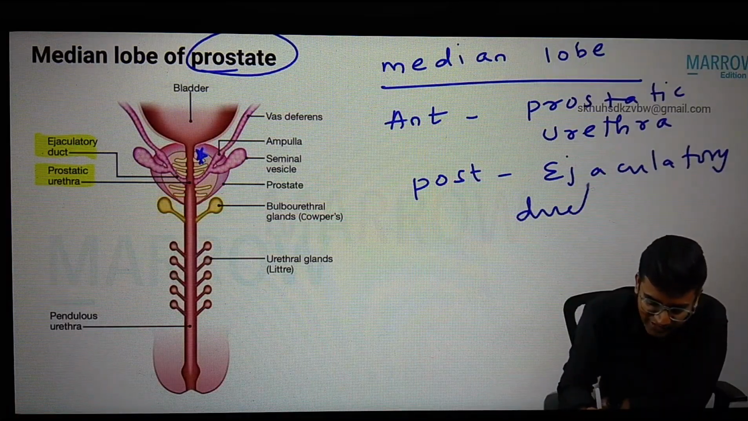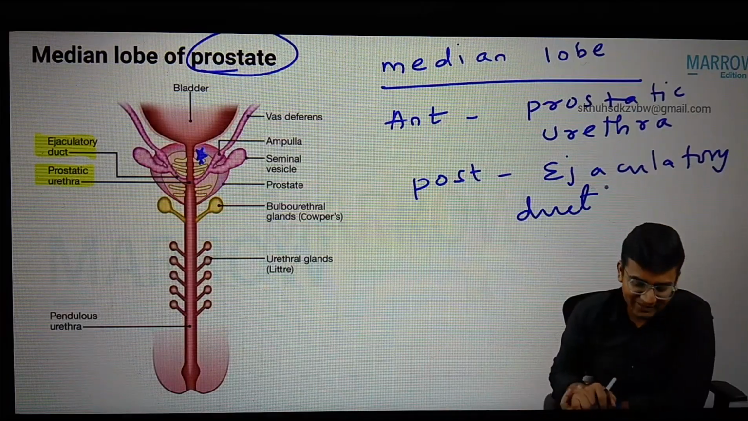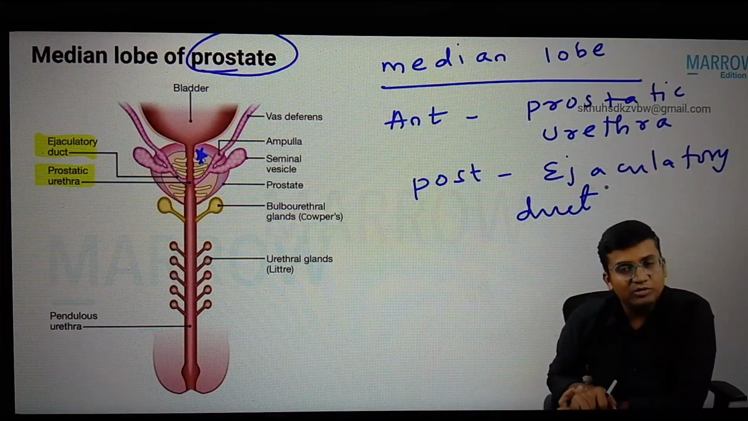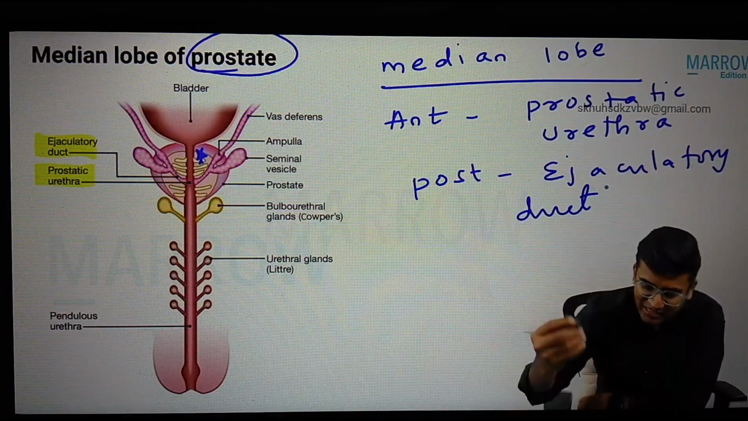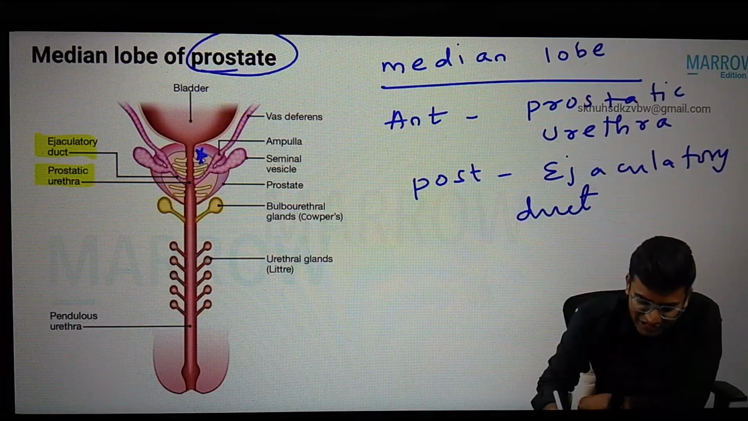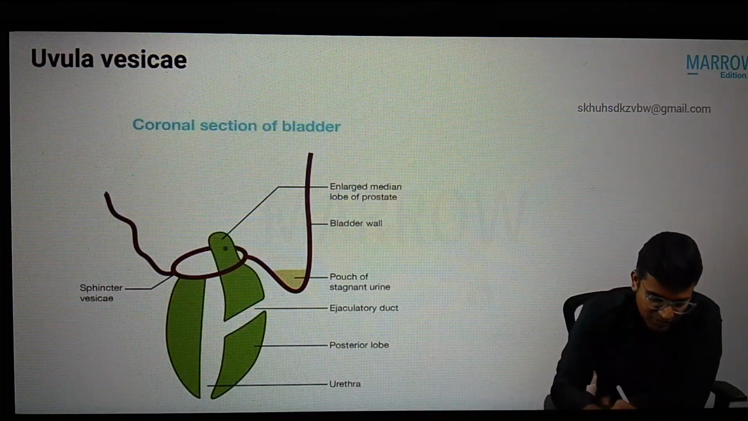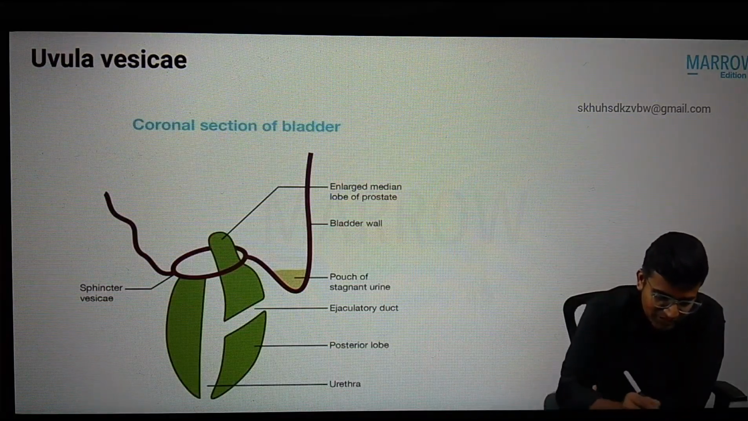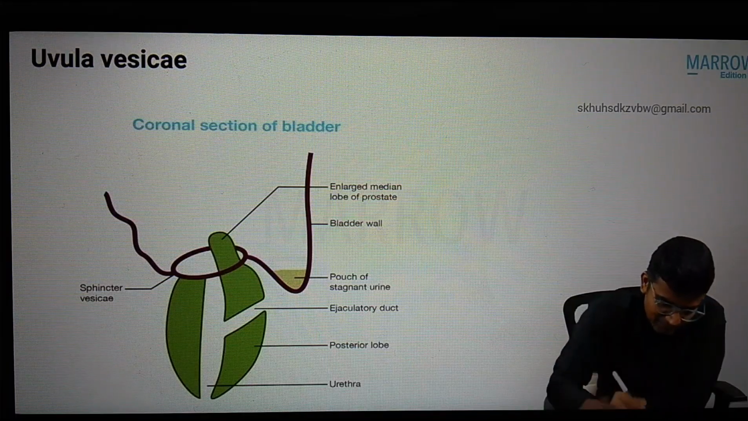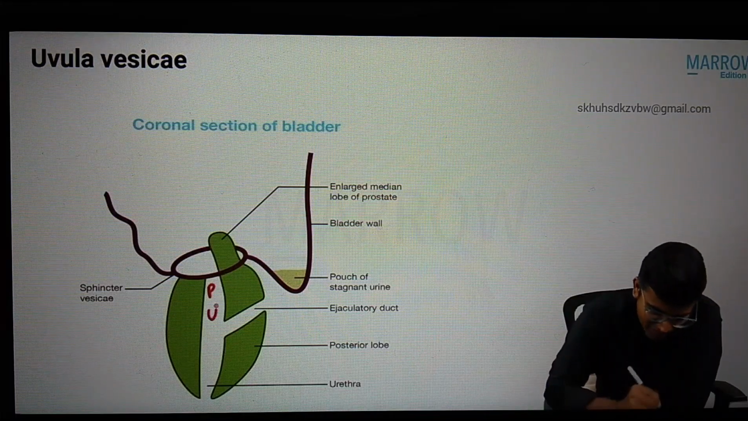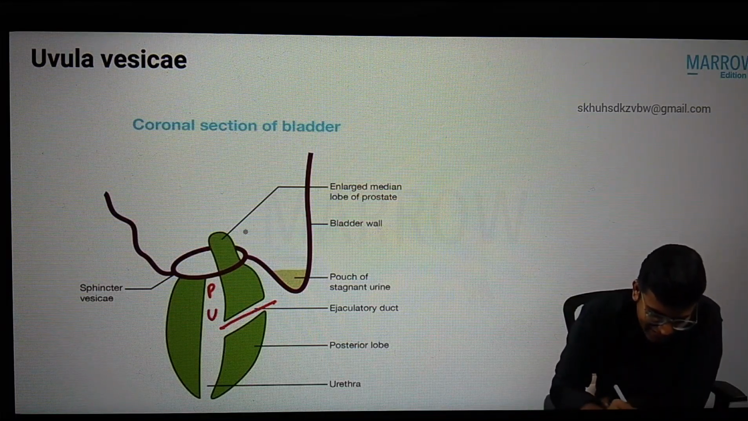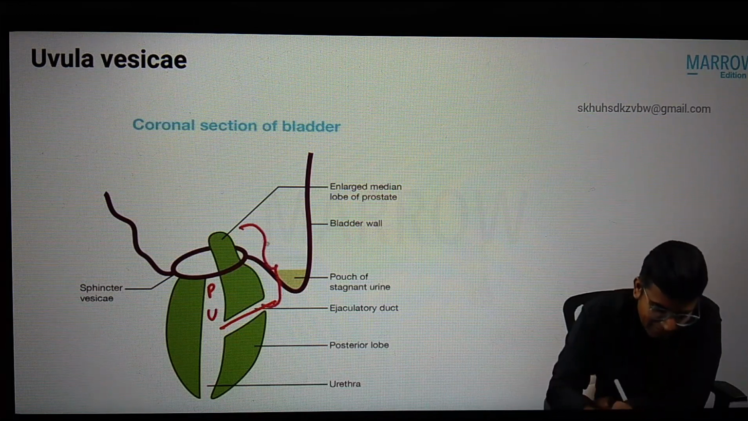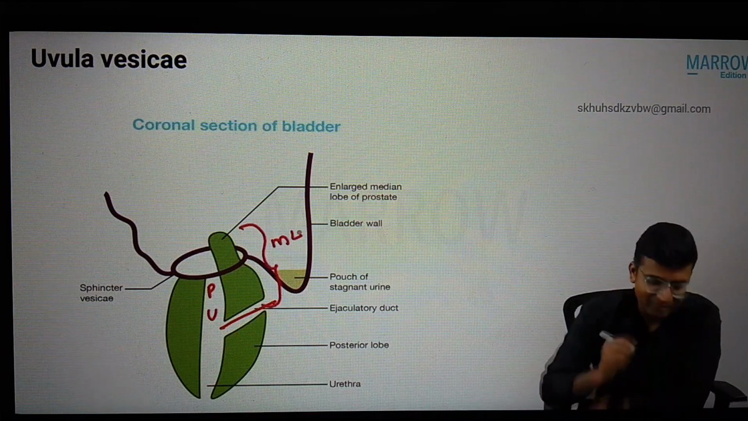Posteriorly, the ejaculatory duct. Okay. So this is a median lobe. Now the base of the median lobe extends into the bladder. See this one, this is the median lobe. This is the prostatic urethra, and this is the ejaculatory duct. And this part is the median lobe. I am writing it as ML.